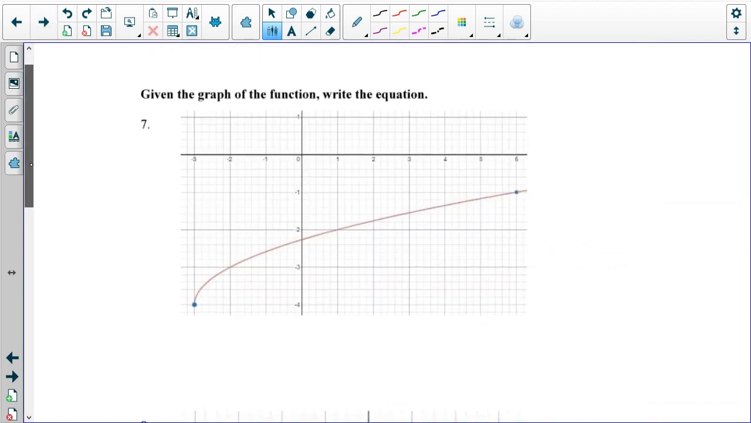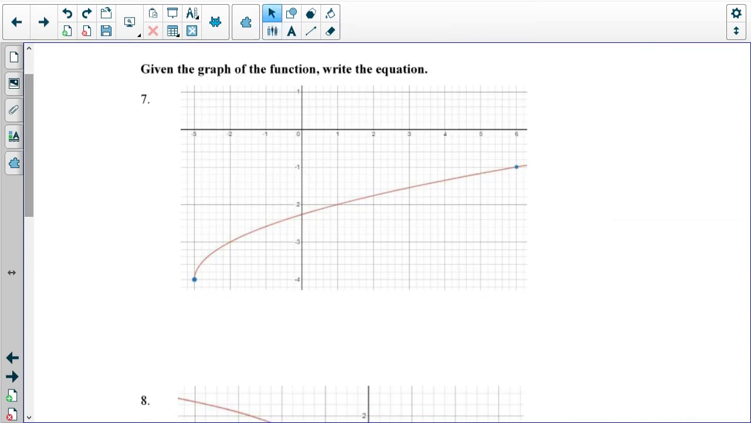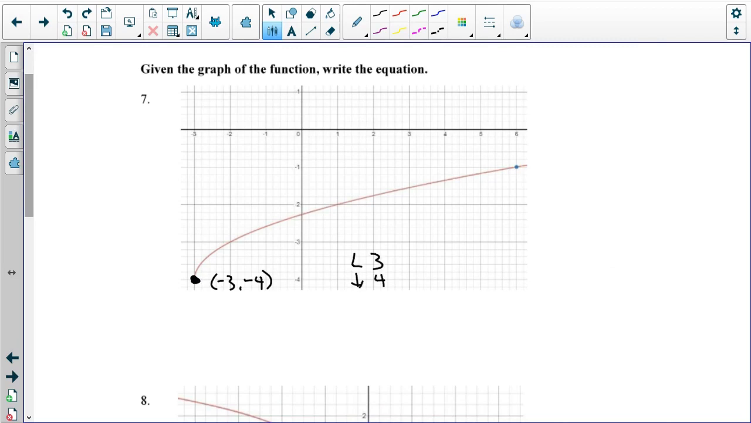So now, given these graphs, write the equation. So this looks like a square root function. My initial point is at negative 3, negative 4. So that means that I have a left shift of 3 and a down shift of 4. And then if I look at some other points that are on the graph, if I go over 9, I'm going up 3.